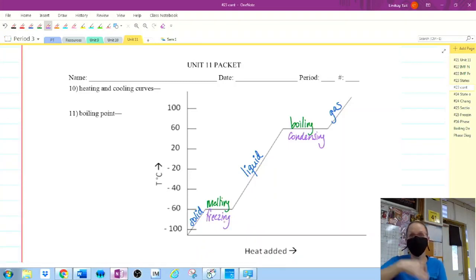So those are the basic parts. The flats are the phase changes. The diagonals are the warming of the states. Hey guys, notice the temperature is not changing during the phase change. See, it stays right there.